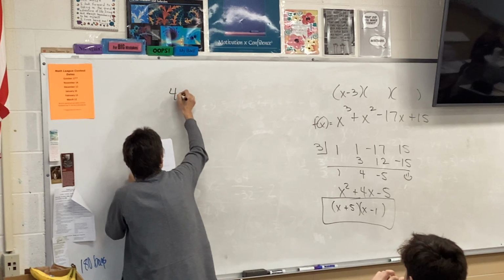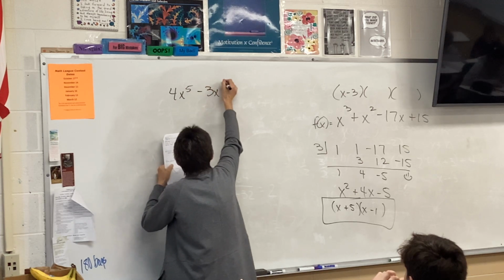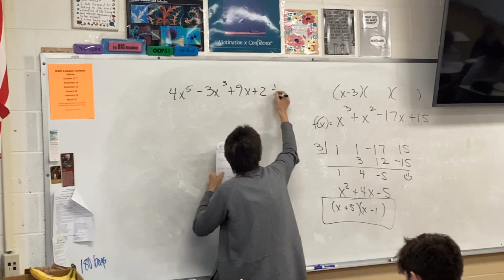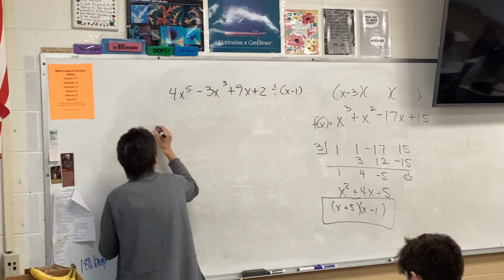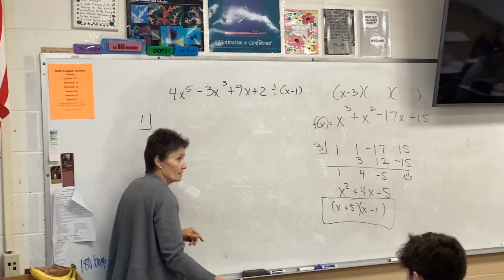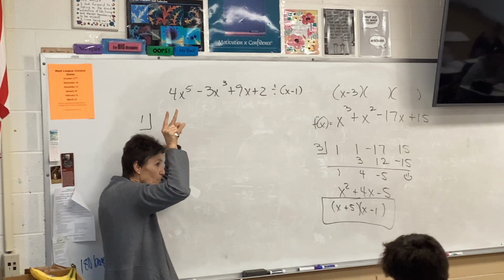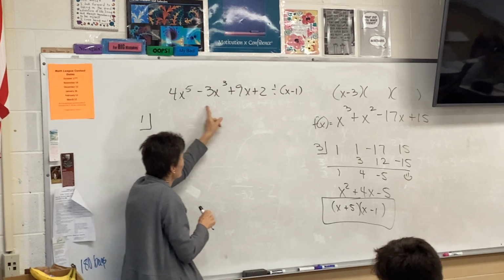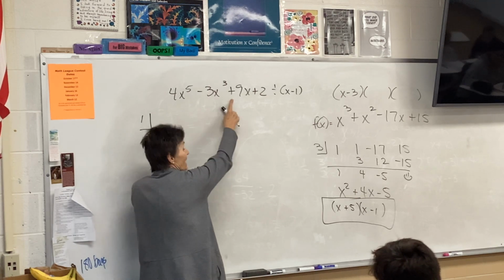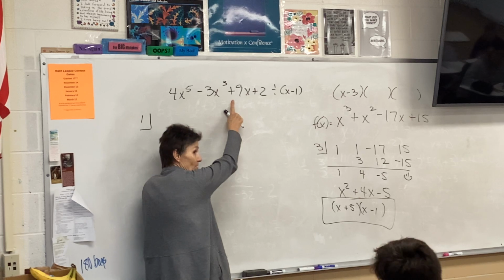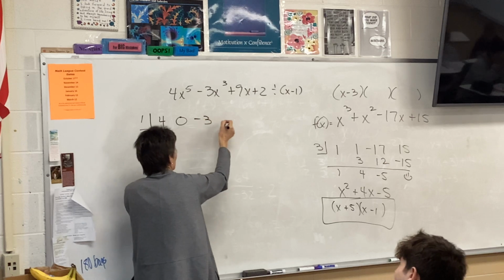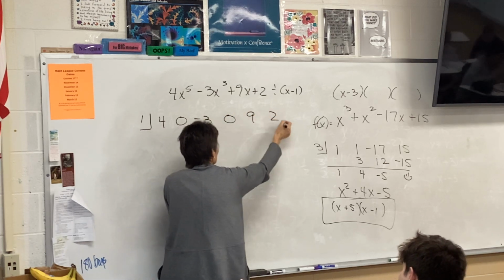All right, so I'm gonna do division here. So what am I gonna put in the box? One. In the box, I'm gonna put a 1. Now our antennas are up, we're laser focused, because what do we notice here? It's missing 1 here and 1 here. So we're gonna have 4, 0, -3, 0, 9, 2.